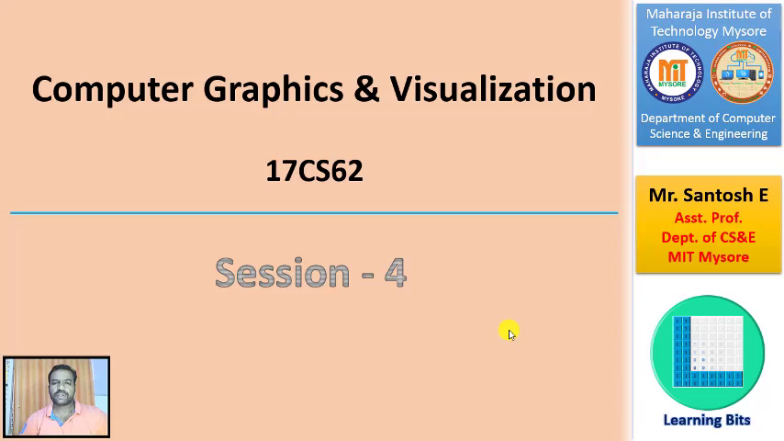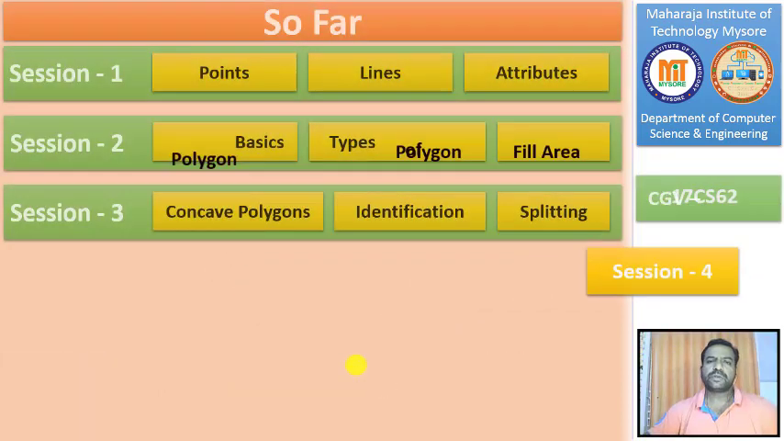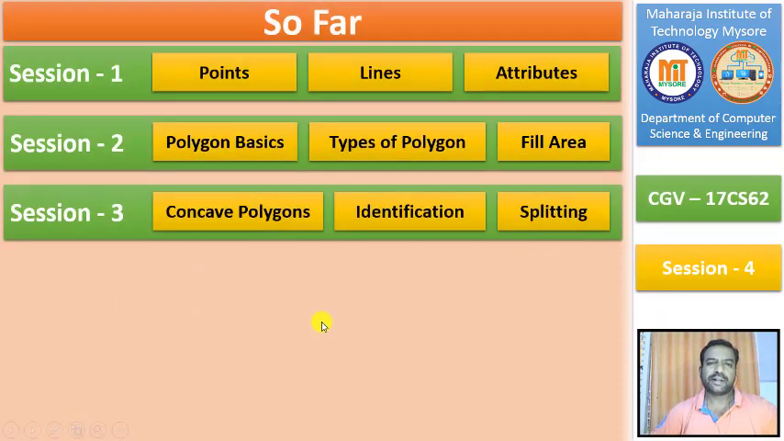Okay, so welcome to this session 4. In this session, we're going to discuss two topics: OpenGL polygon fill area functions and polygon primitive constants. Fine. So now let's see what exactly we have discussed so far.